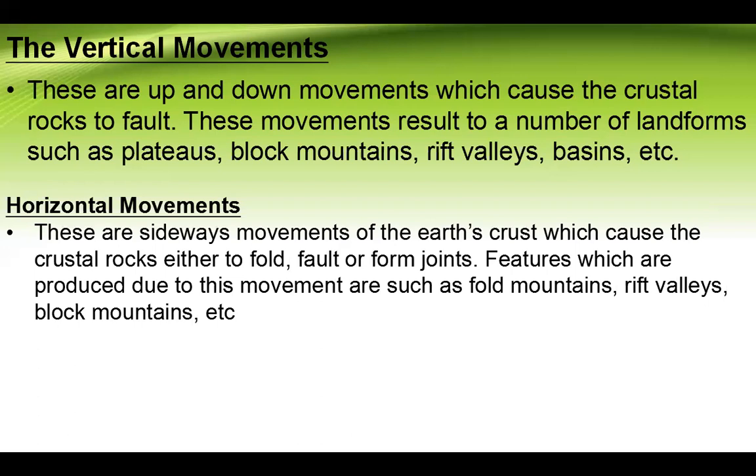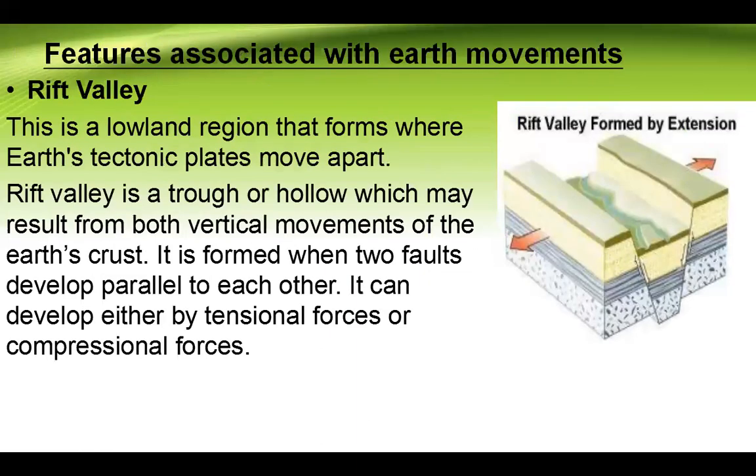The horizontal movements, these are sideways movements of the Earth's crust which cause the crustal rocks either to fold, to cause fault or form joints. Now, the features which are produced during this movement are such as the fold mountains, rift valleys, and block mountains. So these are the movements which we have, and we are going to discuss the features associated with these movements. So let's see some of them.